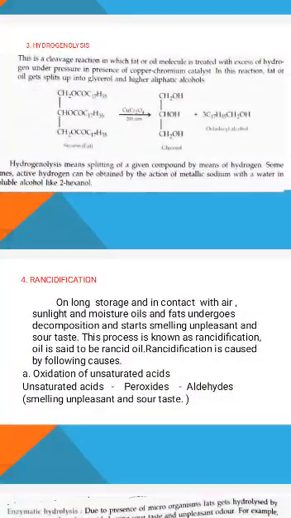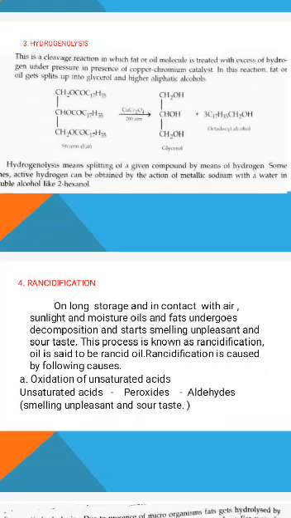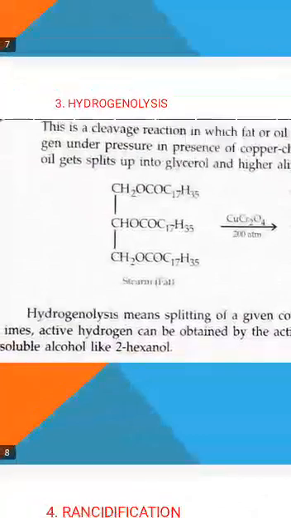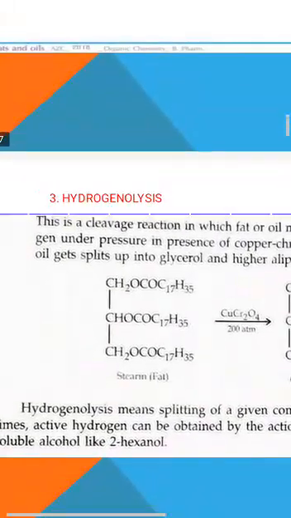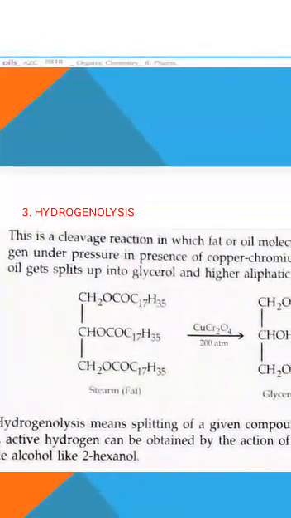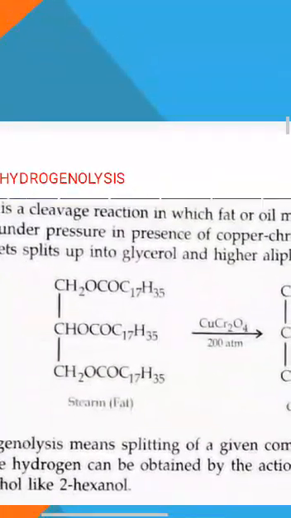Next reaction is hydrogenolysis. What is meant by hydrogenolysis? Hydrogenolysis means that by using hydrogen and a catalyst, that is copper chromium catalyst, under pressure, we can break down compounds, maybe fat or oil. The word meaning of hydrogenolysis is lysis of the compound by using hydrogen, that is, the breakdown of the fat or oil.